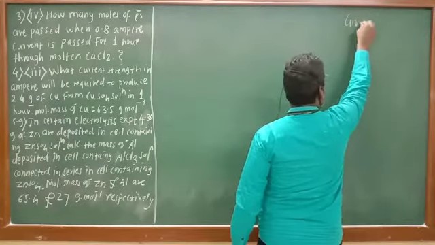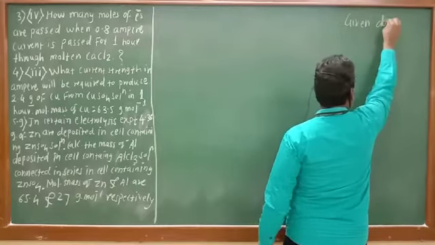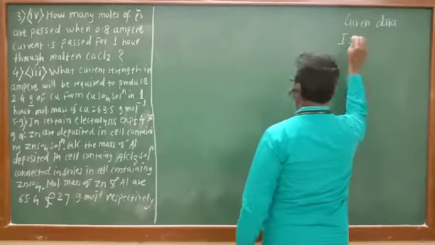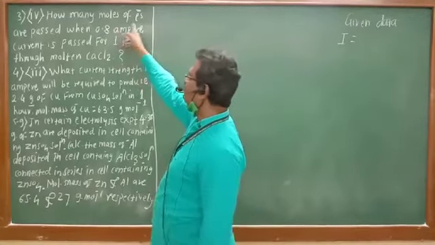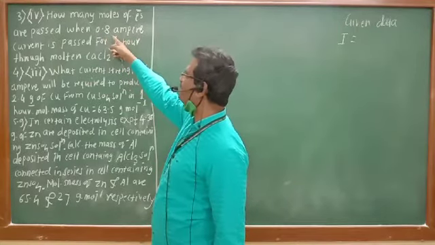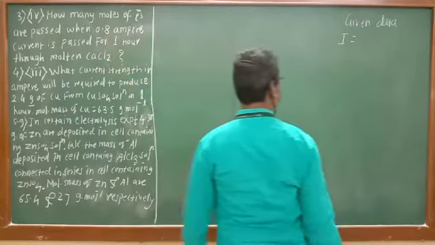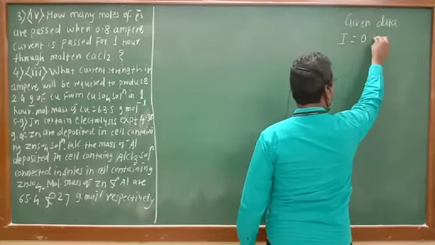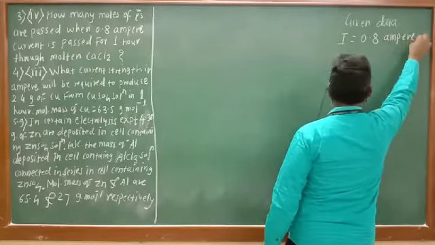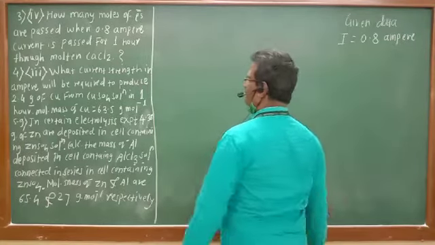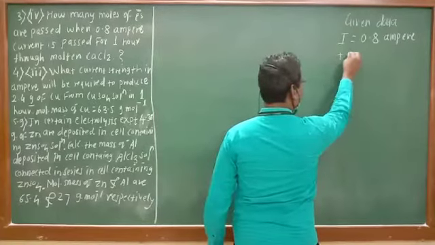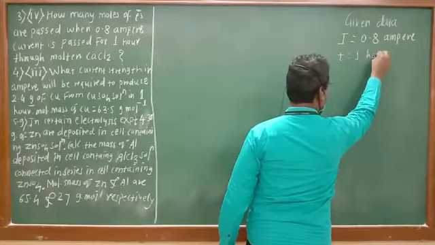First of all, write down the given data of that problem. Given data: they have given current strength I. How many moles of electrons are passed when 0.8 ampere current strength I is passed for 1 hour through molten calcium chloride. Time they have given as 1 hour.